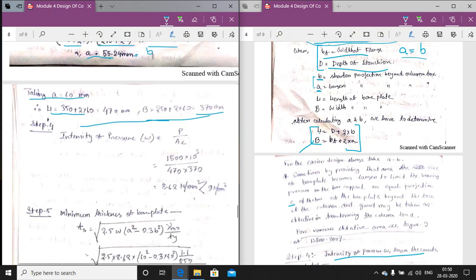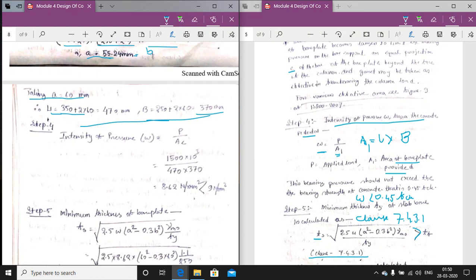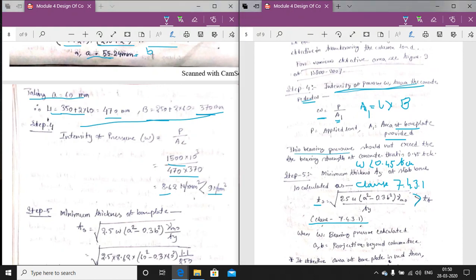Now coming to step number 4, intensity of the pressure from the concrete pedestal. W is equal to P by A1. So P load we know, and A1 is equal to 470 into 370. The value you have got is 8.62, which is less than 9 Newton, that is the bearing strength. Here it is said that this bearing pressure should not exceed the bearing strength of the concrete. That means W should be less than 0.45 fck. So it is less than 9, hence it is okay.